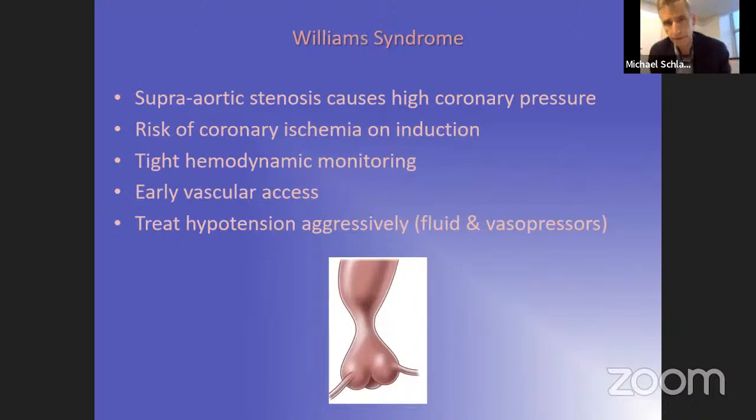Mention a few conditions, some specifics about these conditions. Some of them were already mentioned in the previous talks, but I will expand a little bit on them. So first condition that you may encounter is the Williams syndrome.